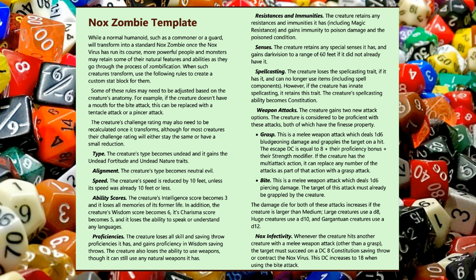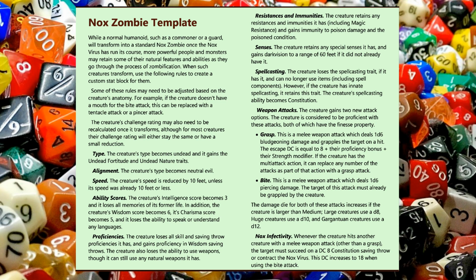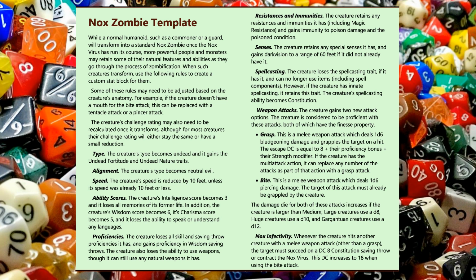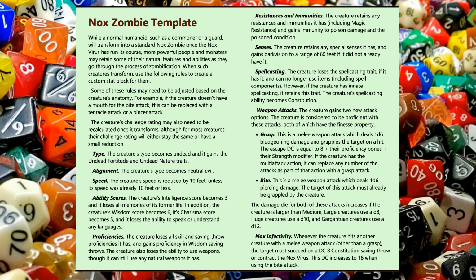Given the high DC to resist infection, which is an 18, I don't think it's really fair if a creature can go straight in and bite on the first round of combat. We don't want to wipe our party straight away.